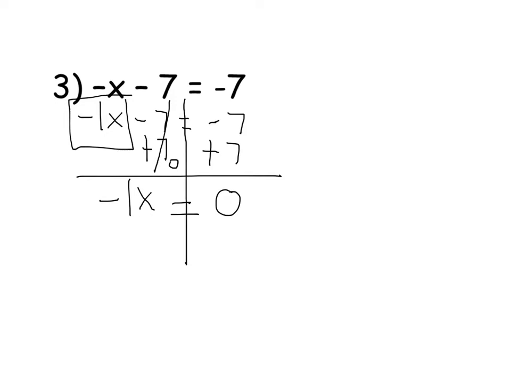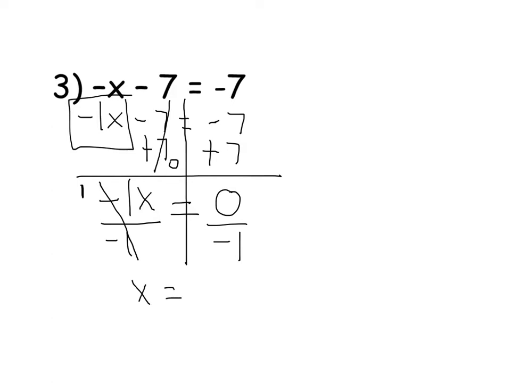To undo times a negative 1, we're going to use our fraction bar to show division, and we're going to divide by negative 1. If I do it to the left side, I must do it to the right. Negative 1 divided by negative 1 is a positive 1. Remember, to undo multiplication, we divide by what is next to the letter. So I get a positive 1 here. So I have a 1x. 1x is the same as writing x, so I write down x.